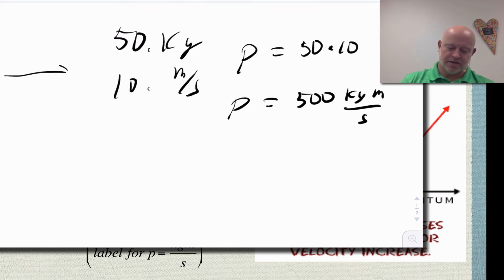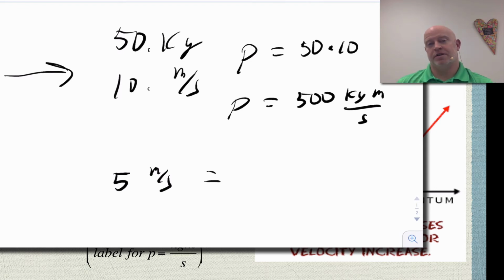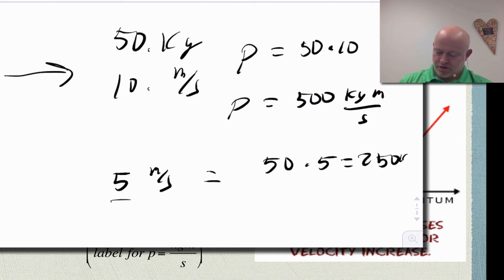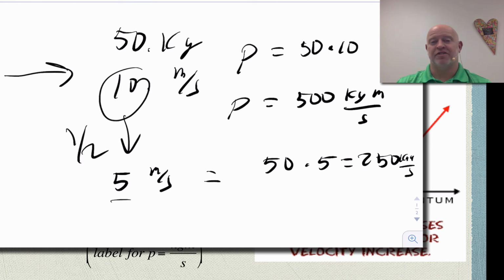Now, if that same object slows down, so it was going 10 meters per second, but now it's only going 5 meters per second, what's its new momentum? Our first calculation was pretty straightforward, 50 times 10. If we slow it down to 5, you could recalculate: I've got 50 times 5 now, and that's 250 kilogram meters per second. However, we should be able to recognize that we went from a velocity of 10 to 5, where we have half the velocity. If we have half the velocity, we should have half the momentum.